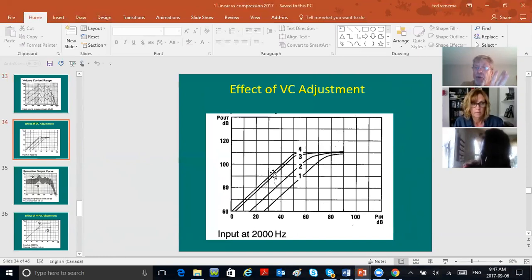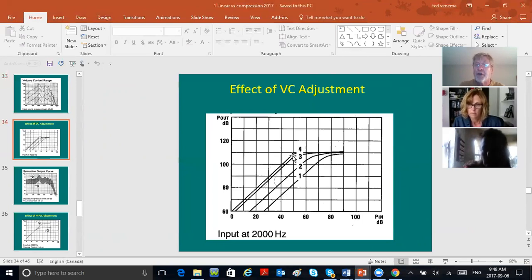Let's just look at the number 4 line to give us an example. An input of 0, output of 60. Input of 20, output of 80. Input of 40, output of 100. The difference between those pairs of numbers is always, in this case, 60. As my input went up by 20, my output went up by 20.